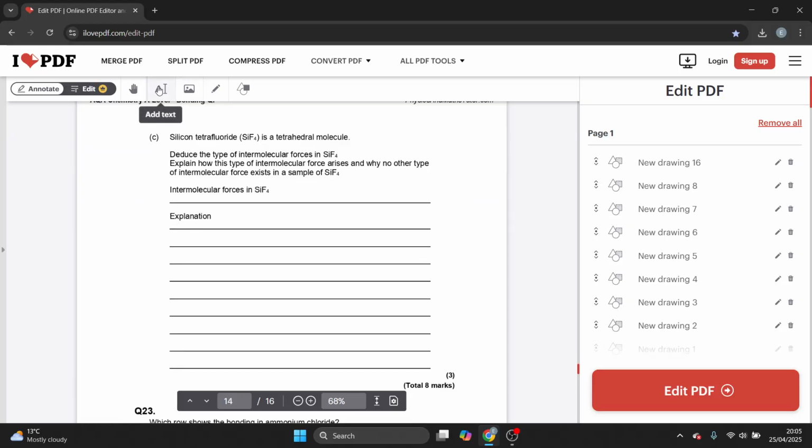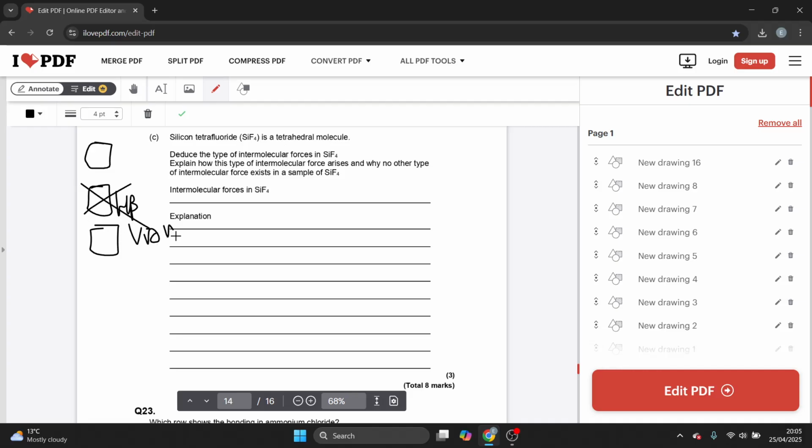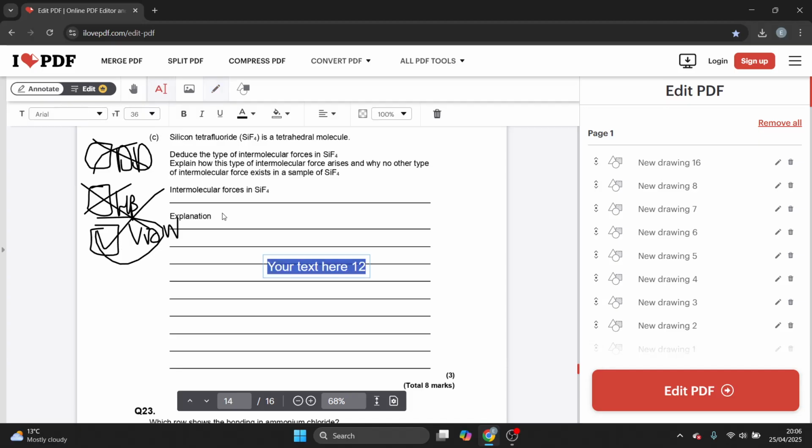Name the type of intermolecular force in SiF4. Van der Waals forces. Hydrogen bonds, definitely not. There literally is no hydrogen, so we can't have hydrogen bonding. Van der Waals forces or dipole-dipole? Dipole-dipole is out because the molecule is completely symmetrical, so therefore it must be Van der Waals forces.